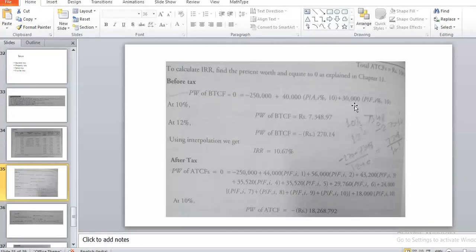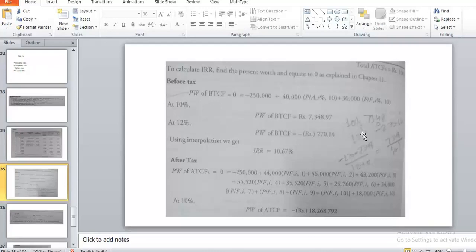By considering 10%, there is some present worth value. If this 10% rate is replaced by 12% rate, the present worth value now becomes this much. Now by the interpolation method, for 10%, the present worth value is 7,348 rupees. For 12%, the present worth value is minus 270 rupees.